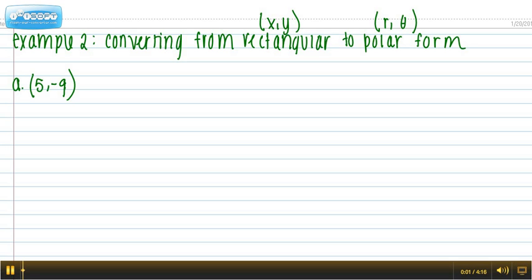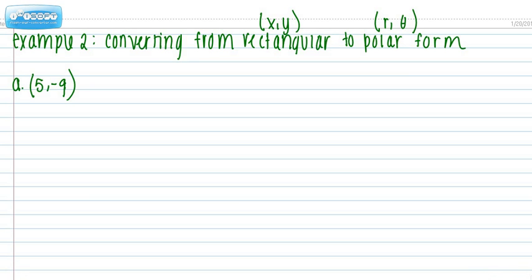Okay, in this second example, we want to take a look at converting from rectangular coordinates to polar coordinates. So in example A, we are given the rectangular coordinate (5, -9). The very first thing that I'm going to do with these types of problems is give myself a rough sketch of what it would look like on our coordinate plane. So just a rough sketch, I'm going to go over 5 and then down 9 units. So I know that my point is going to be somewhere in quadrant 4.